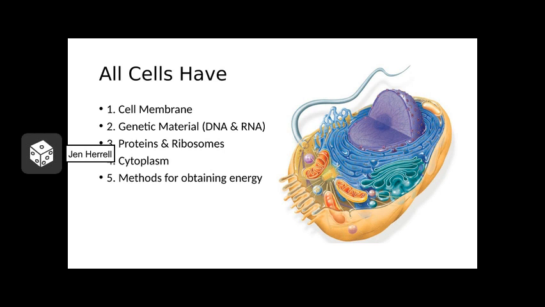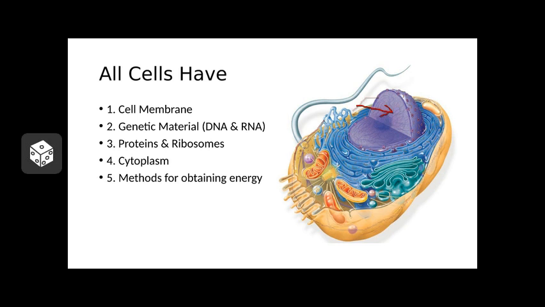Even though many, many different kinds of cells exist, all of these cells have certain things in common. In other words, they all have certain structures that they have to have in order to stay alive. First, all cells have a membrane. The cell membrane is this kind of skin on the outside. It separates the outer environment from the inner environment, and it helps the cell decide what can come in and what goes out. Second, all cells have genetic material, DNA and RNA.